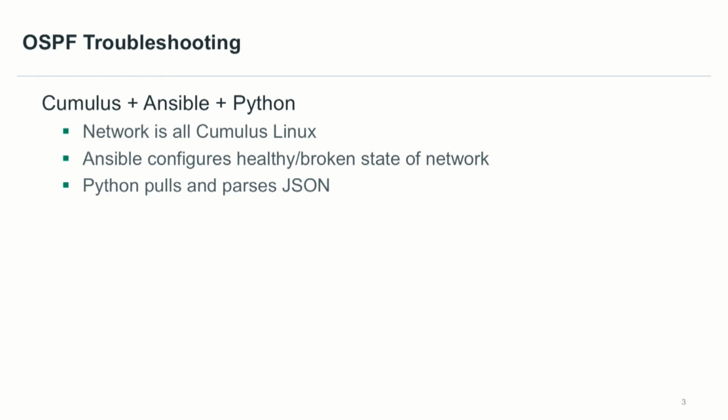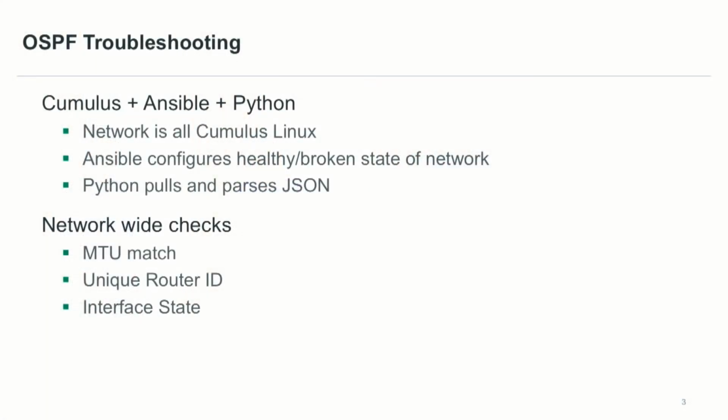So it was a combination of Cumulus, Ansible, and Python. It was a Cumulus network. Ansible would configure both the healthy and broken states. So we could push an Ansible playbook to totally provision the network. We could push another playbook to break it and validate what we're doing. And then we would use Python to pull and parse the JSON outputs of the box.